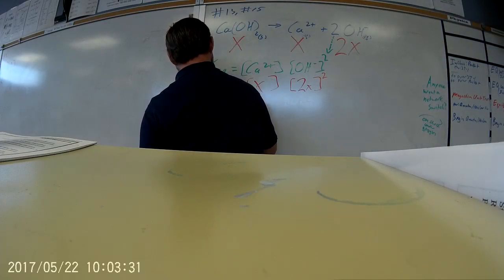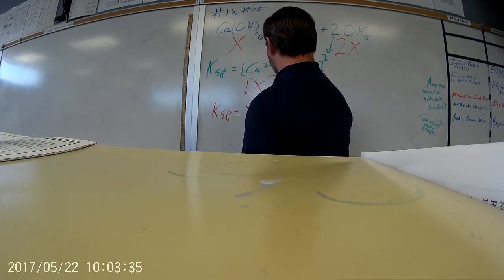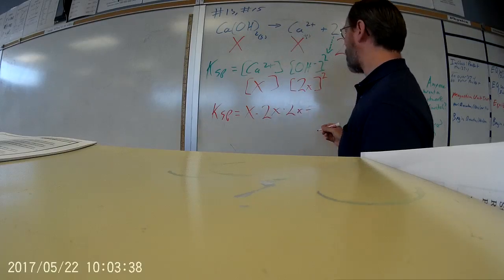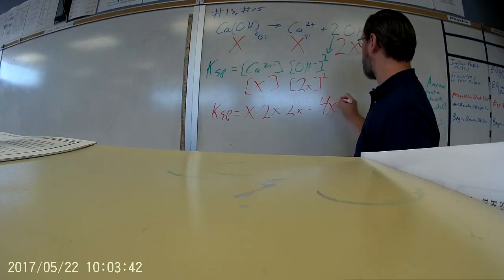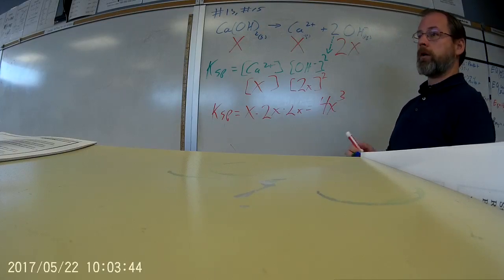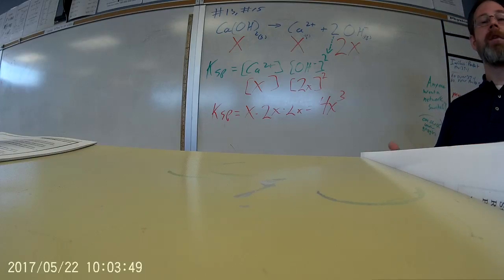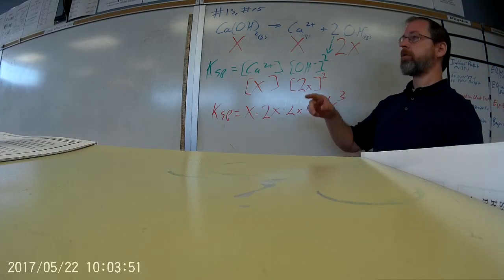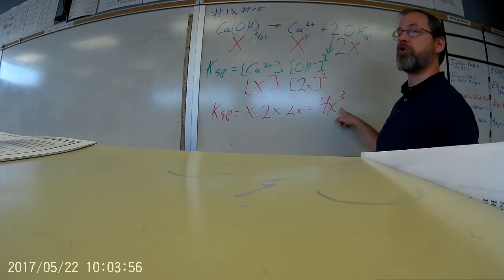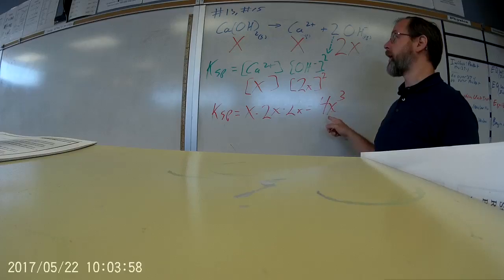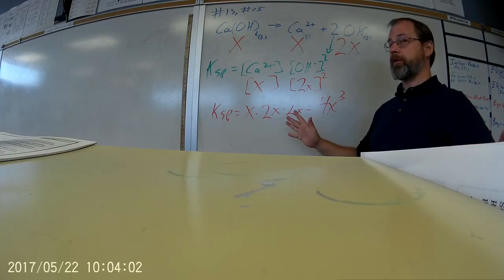Then the Ksp, when we're solving for our x, becomes x times 2x times 2x, or pretty much the most complicated thing you're going to encounter in this class, that becomes 4x cubed. So when we're solving for our x, instead of Ksp equals x squared, Ksp is going to equal 4x cubed to determine what our x is. Okay. Questions?